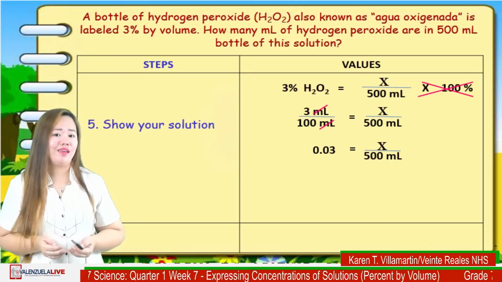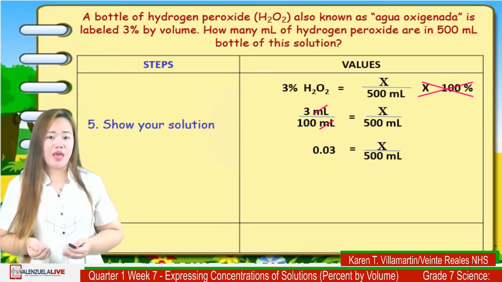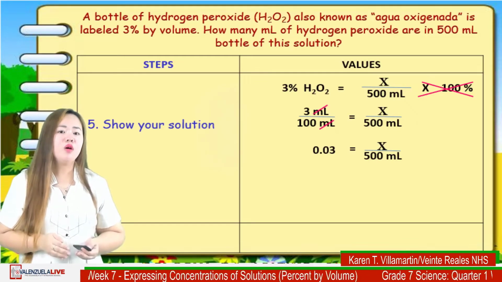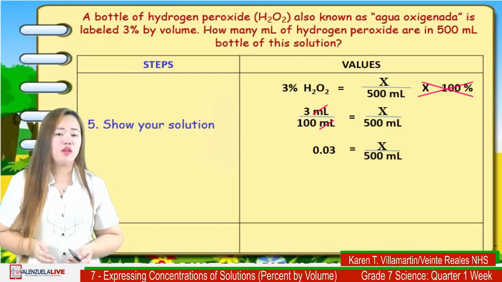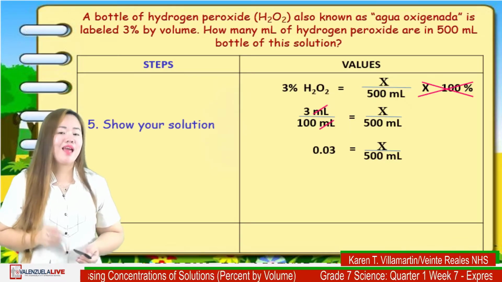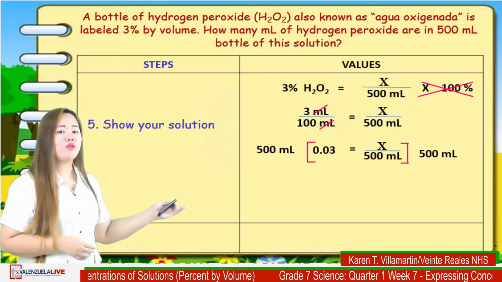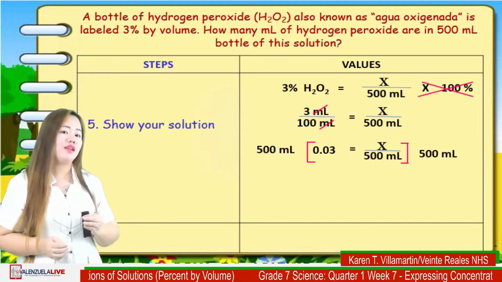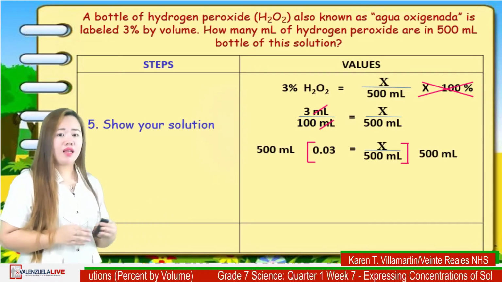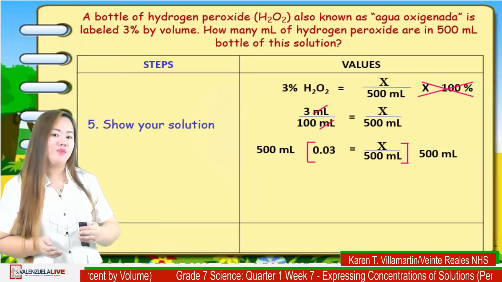But we are not quite done yet. In order for us to solve for the value of X, we need to get rid of 500 ml on the other side of the equation, so that we will be left only with X. Again, we simply multiply both sides of this equation by 500 ml because we want to cancel 500 ml on the other side and leave X alone.